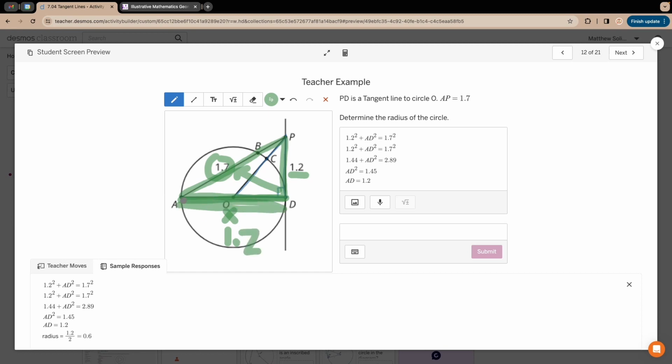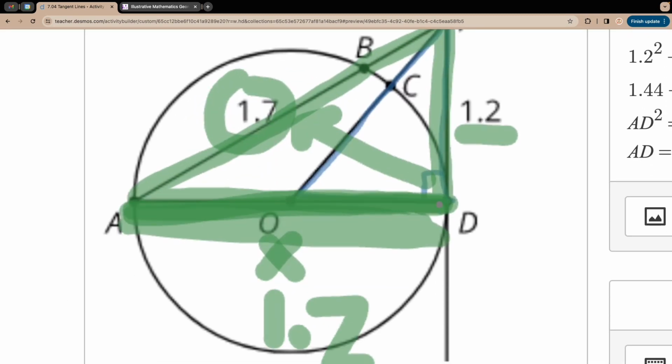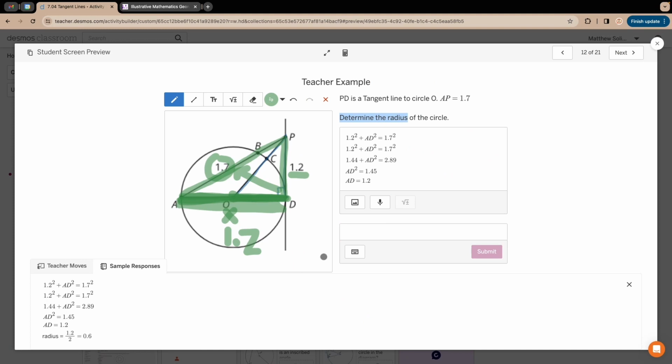AD is the whole thing. It's 1.2. It said determine the radius of the circle. So I didn't want the whole bottom. If I want the radius, I just want from the center to the edge. I want half of it. So I'm just going to divide it by 2 at the end. So 1.2 divided by 2 is 0.6. That is how far it is from the center to the edge of this circle.